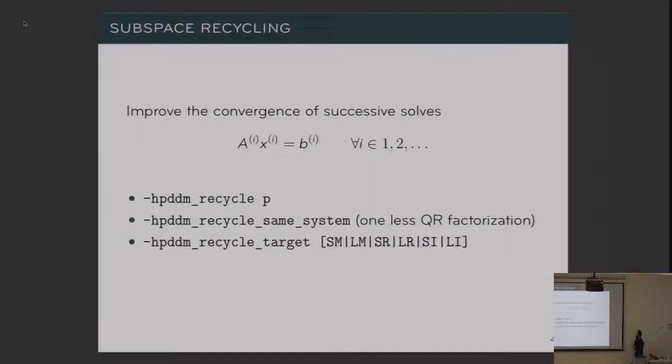Okay, so that was a little bit about block methods. Another technique which I'll present in the numerical results is subspace recycling. For subspace recycling, the idea is to solve a sequence of linear systems, for example if you are doing a Newton loop or time stepping. What you can do with some methods in HPDDM is to recycle part of your Krylov subspace generated from the previous iteration for the next solve. You have a set of parameters. You can say which part of the spectrum of the Hessenberg matrices you want to recycle, smallest in magnitude, largest in magnitude, and so on and so forth. That's a different way to choose how you want to recycle your subspace.